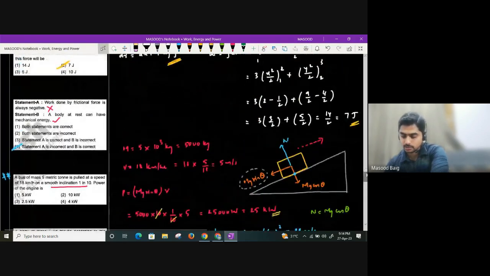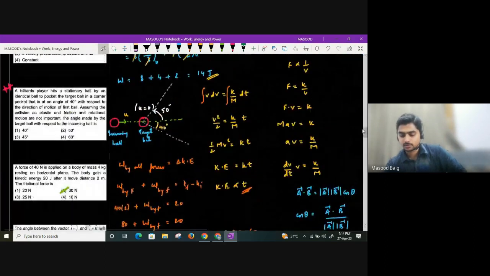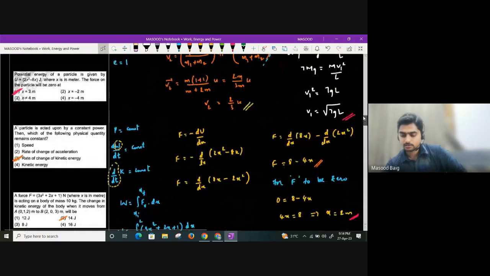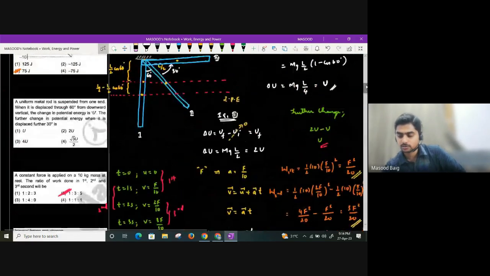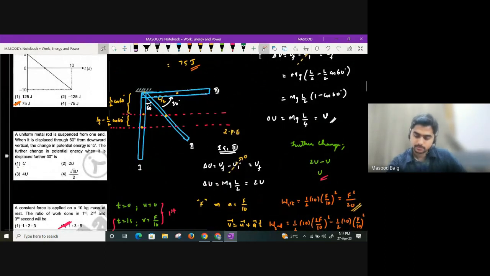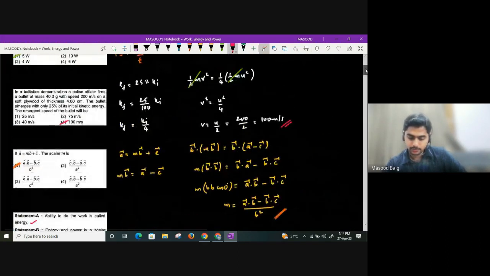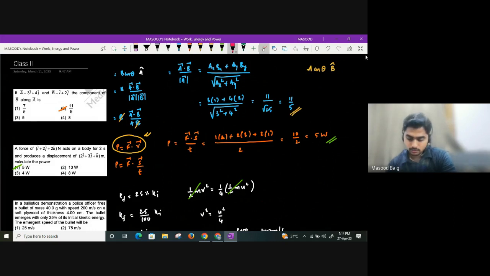So these were the questions that I thought of discussing from work, energy, power. Although a lot of questions are there in work, energy, power, because of time constraint we will not be able to do them. However, in the exam we will be conducting, if you have any doubts, we can discuss that, guys. Some people have sent me questions. What I'll do is I will send the solution. I hope these questions are clear, everyone.